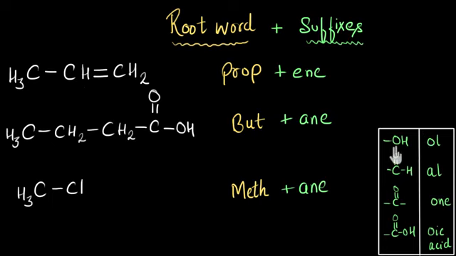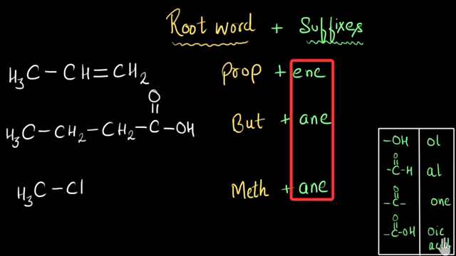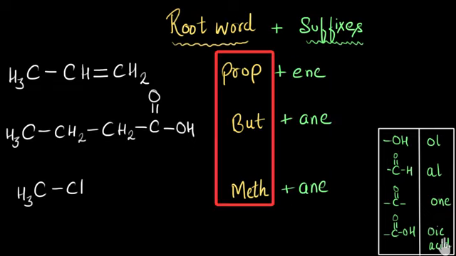For example, if there is an OH molecule present, that means an alcohol functional group is present. To show its presence, we will add the suffix "ol" to the name. If there is C double bond OH molecule present, that means aldehyde functional group, then we will add the suffix "al" to the name. If there is C double bond O functional group or ketone functional group in the molecule, then we add the suffix "one" to the name. If there is C double bond OOH, that means carboxylic acid functional group present, then we add the suffix oic acid to the name. And by the way, all of these suffixes are added to the suffix of ane, ene, and yne, not directly to the root word, okay?